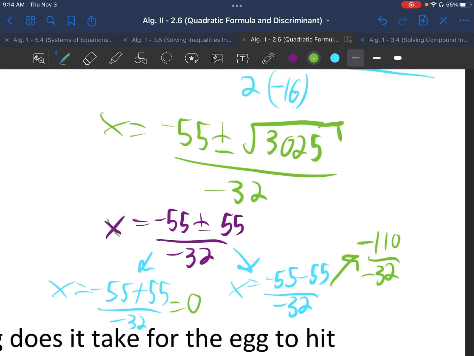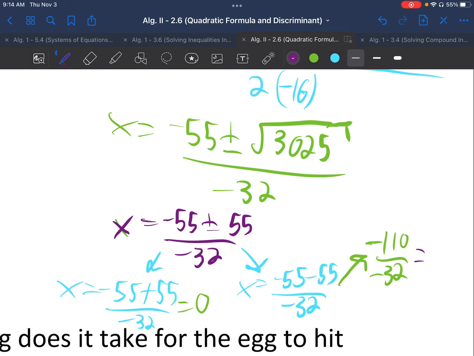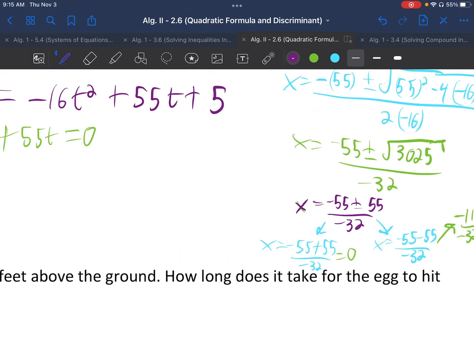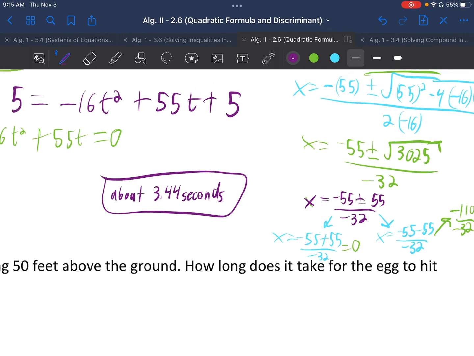A negative divided by a negative is going to be a positive. And negative 110 divided by negative 32, 110 divided by 32 is going to be approximately, not exactly, we have to round it, 3.44. The reason why we did approximate instead of exact on this one, instead of just leaving it as some sort of fraction and reducing it, is because if we're talking about time, we're not going to say time in a fraction. That's just not normal. We'll say, hey, it's 3.44 seconds. That's a more normal time for us. So how long does it take? It takes about 3.44 seconds, or S for seconds.